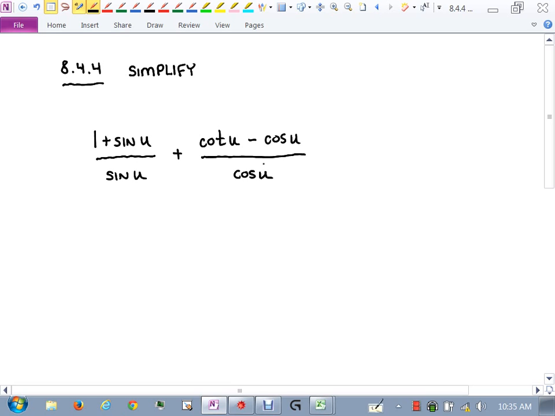Sure, but you'd have to introduce things, right? What would our common denominator need to be? Sine u, cosine u, right? So what's this one missing over here? Cosine u. So I have to multiply by 1 on just this fraction, cosine u on top, cosine u on the bottom. And then on the other fraction, what do I need to introduce? Sine u, right? Just on this one, just on that one, that should give me a common denominator.